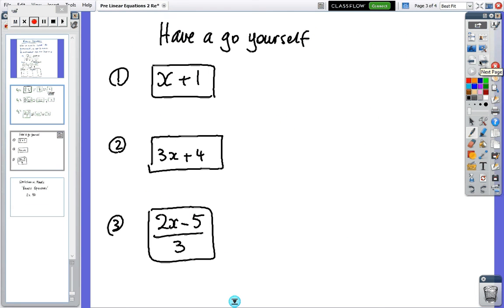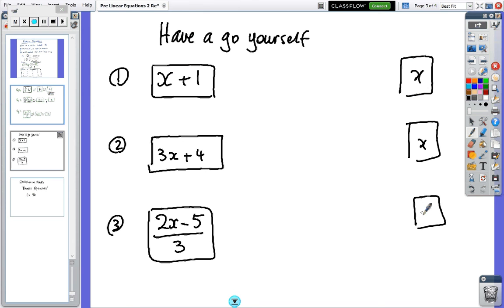Actually, these are ones I want you to do yourself. So I've got the expressions x plus 1, 3x plus 4, and 2x minus 5 over 3. I want you to deconstruct them. Write the operations down that deconstruct them. So at the end of the day, you're just going to have x by itself. That's the idea. You're going to deconstruct or isolate, so x is the final answer. So have a go, pause, and when you're ready, come back.